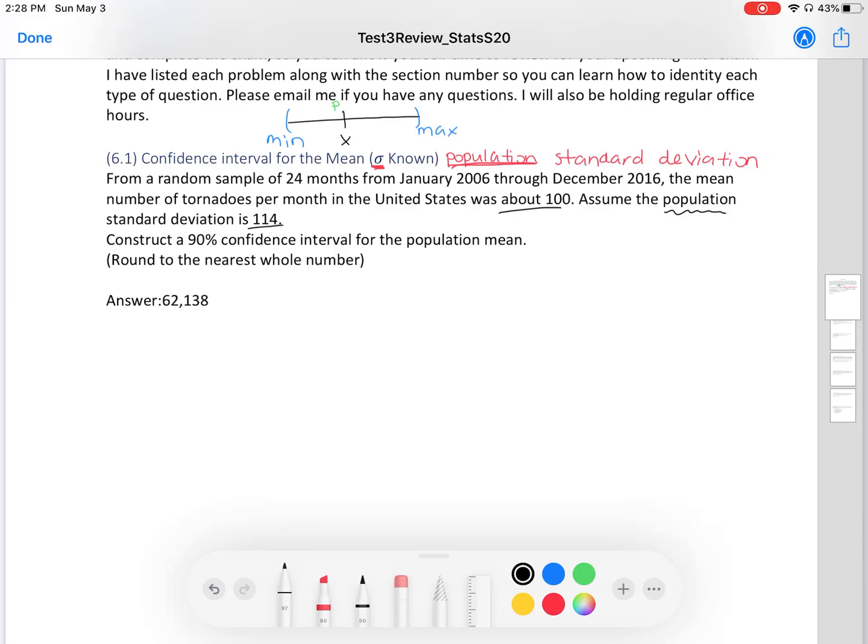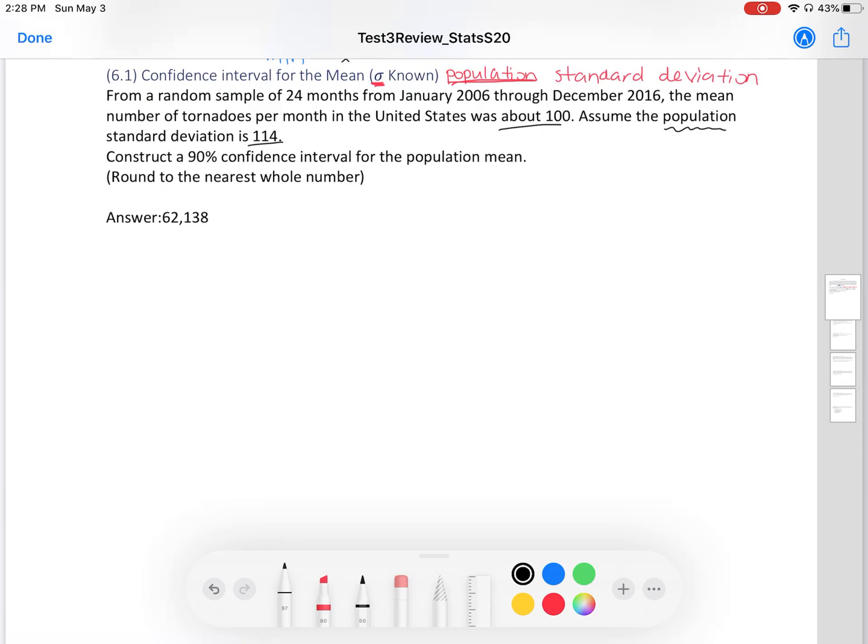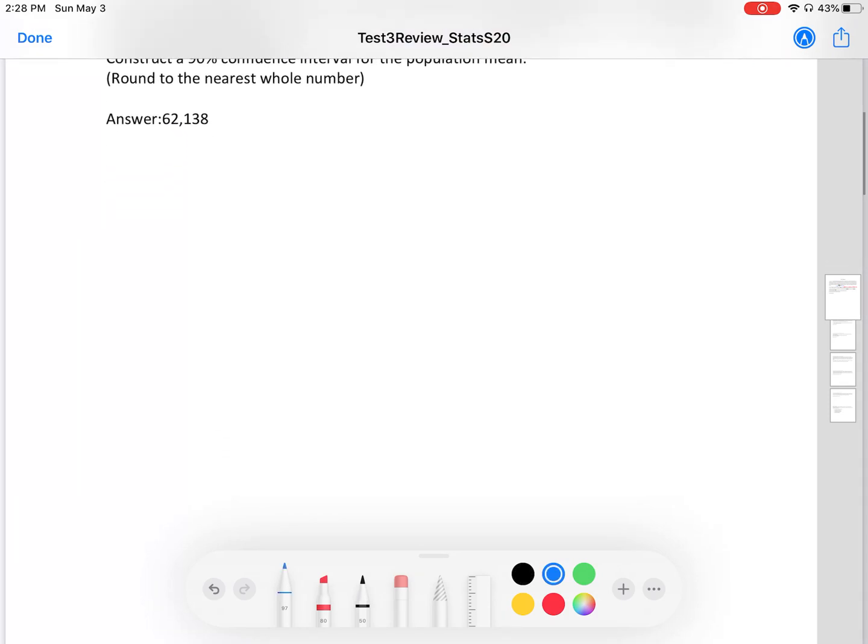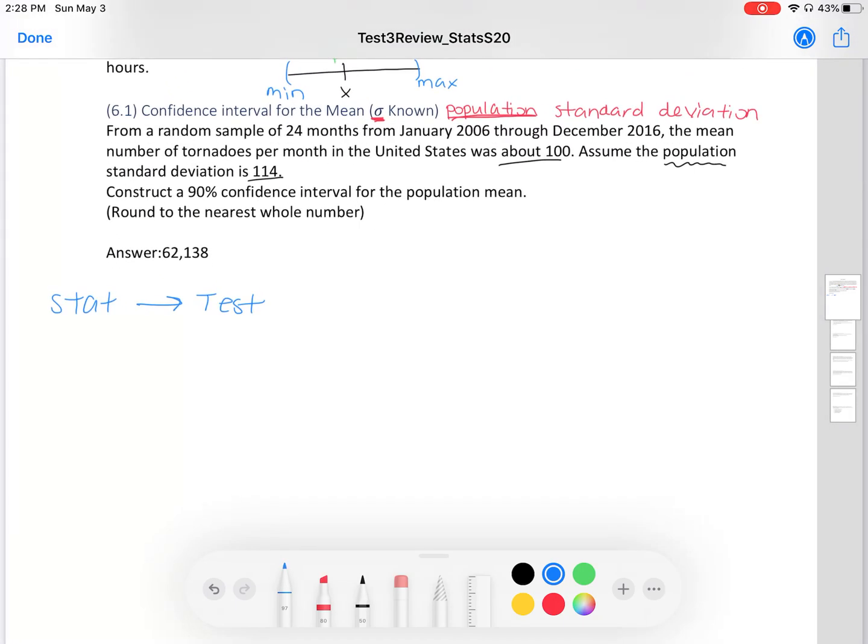Okay, for this type of problem, we'll use our calculator for all of them. For this one, you want to go ahead and press stat. Make sure you scroll to the right so that test is highlighted. And when you have a confidence interval with a population standard deviation, you're going to scroll down and choose Z interval. Now in my calculator, it's option number 7, so I can just press the number 7 to choose Z interval.